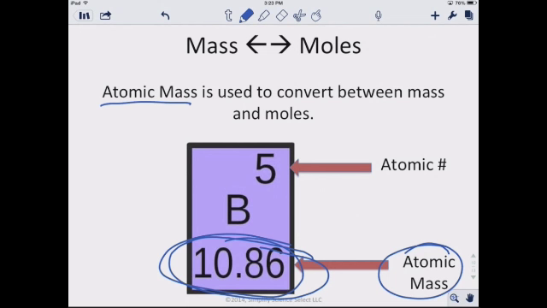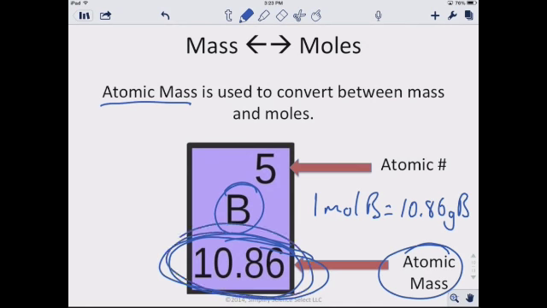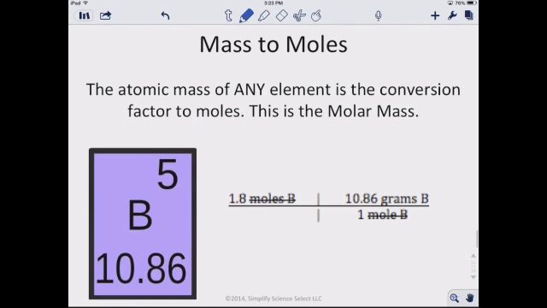So anytime we're using mass and talking about elements on the periodic table, 1 mole of, in this case, boron, equals 10.86 grams of boron. So 1 mole is always going to equal the mass on the periodic table. So, a mass to moles conversion. The atomic mass of any element is the conversion factor for moles. This is called the molar mass. So, when we're looking at the molar mass, it's the mass of 1 mole.